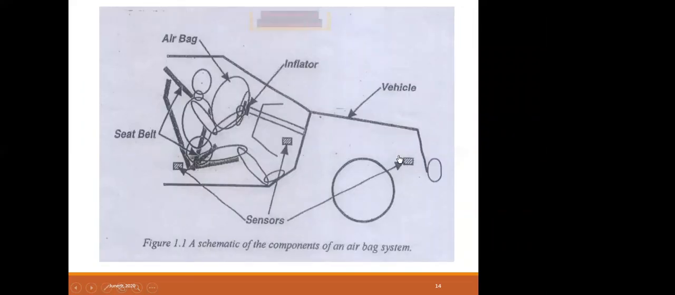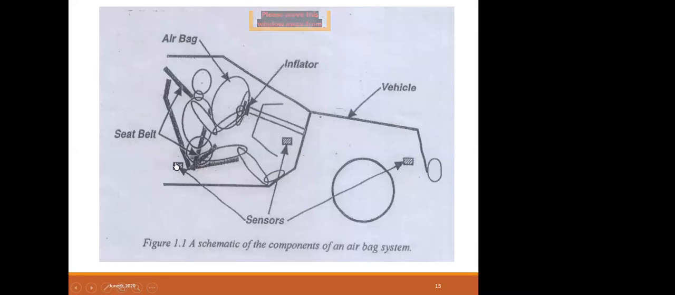Right. And here they show the schematic components, the entire components in a vehicle. So the driver is sitting in the driver's seat with his seat belt worn, and the airbag is shown in the inflated condition. And here is the vehicle, and there are two sensors. These two are ball and tube sensors, crash sensors. But this other sensor is nothing but a sensor in your seat belt, nothing but the pre-tensioner.